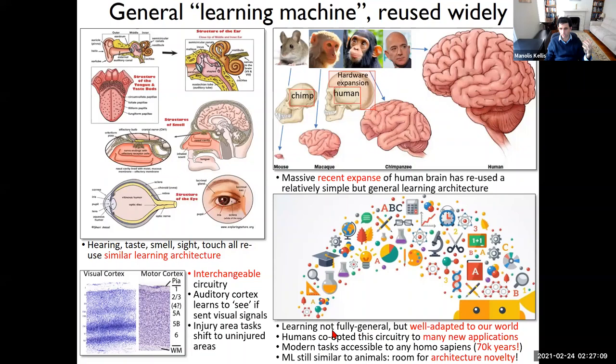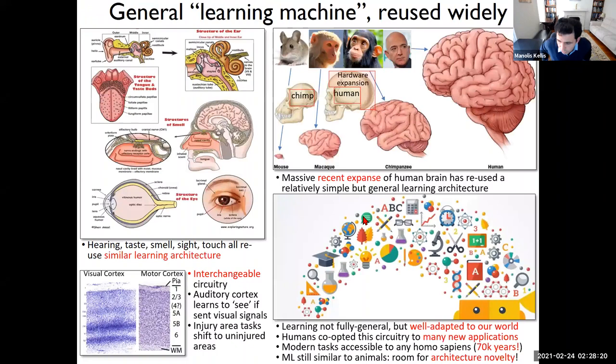The other thing I want you to appreciate is that the functions that neural networks can learn are not fully general. They can't learn every mathematical function, but they learn an immense range of functions that are very well adapted to the physical world that we inhabit, which happens to be the physical world that our neural networks evolved in. Humans have co-opted this circuitry to many new applications, but that circuitry evolved much earlier. For the last 70,000 years, there haven't been dramatic innovations in our hardware. Instead, it is the environment that we inhabit that has made us so cognitively capable. The reason I'm telling you all this is because machine learning is still very similar to these architectures that we find in animal brains, and there's enormous room for architecture novelty to go beyond the architectures we're looking at today.